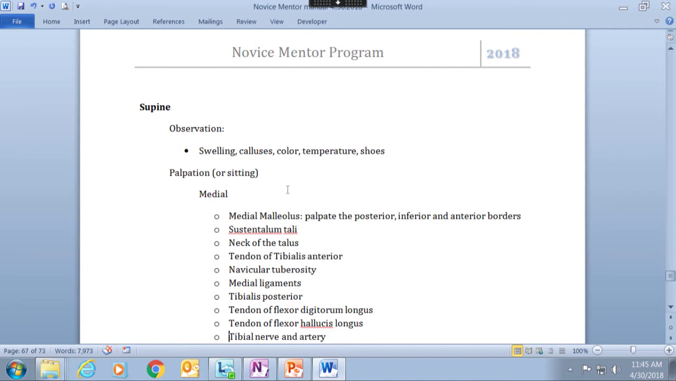Remember, on the top, anterior tib with dorsiflexion. Navicular tuberosity, if you work your way down to the foot, you'll feel that component of it. Remind yourself of all the medial ligaments, and then we're going to go through palpation of the muscles as they go behind the malleolus.